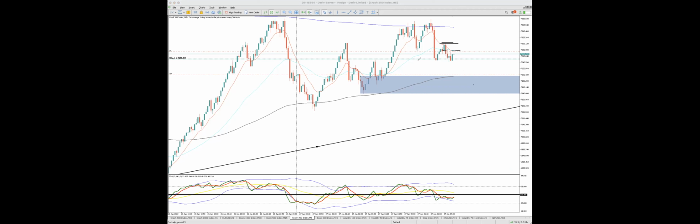And if I do that, I might also consider extending my TP as well to somewhere here or on today's lows. So this will be TP1. TP2 will be here. So let's see what happens. Tiny spike there, M5.